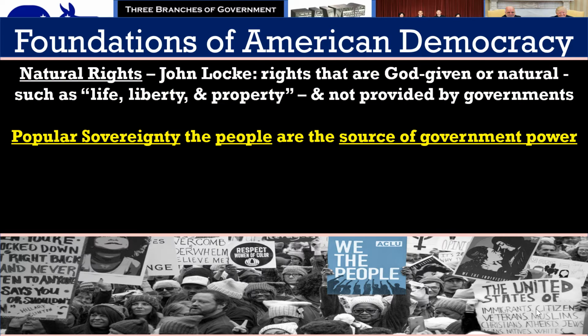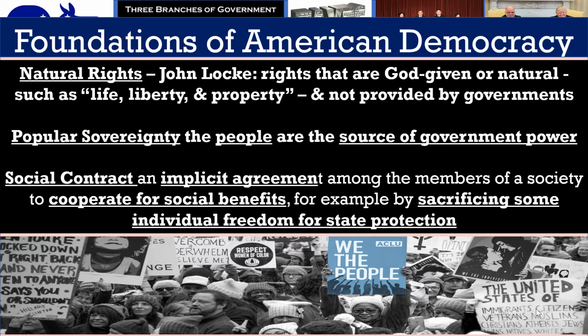Our next ideal is popular sovereignty, which literally translates to people power. Or better yet, that the people are the source of government power. Next is the social contract, which is the concept of an unwritten agreement that the people enter into with their government in which they give up certain rights in exchange for protection.